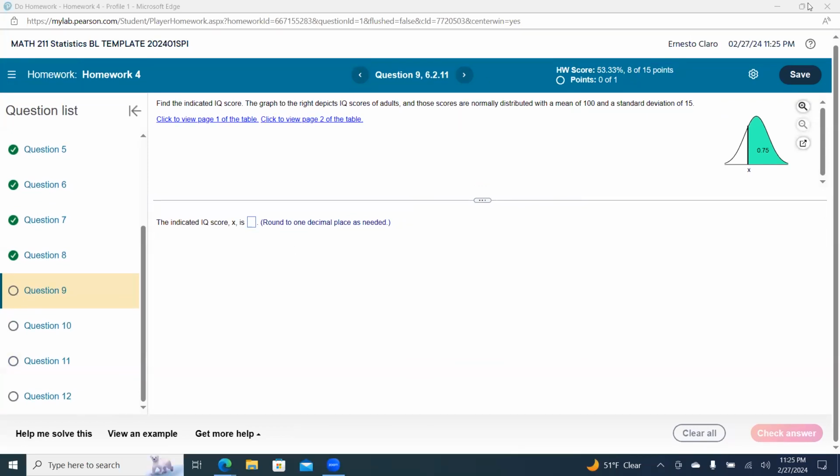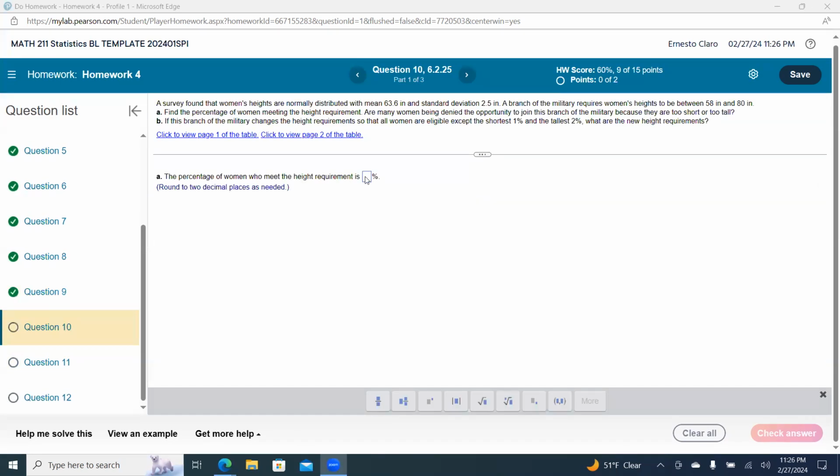Okay, so these are basically the same problems here. So they can give us more interesting problems, and we just see if they mix in any other concepts. Yeah. So a survey found that women's heights are normally distributed with mean and standard deviation given. A branch of the military requires women's heights to be between 58 and 80. Find the percent of women meeting the height requirement.